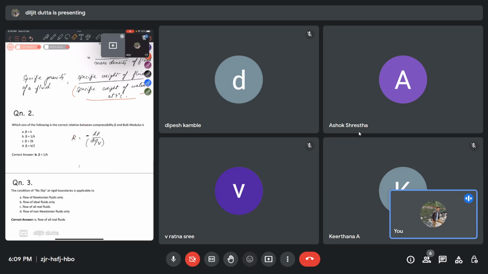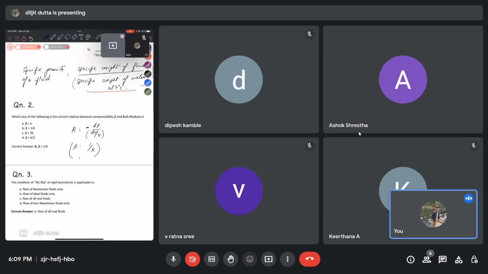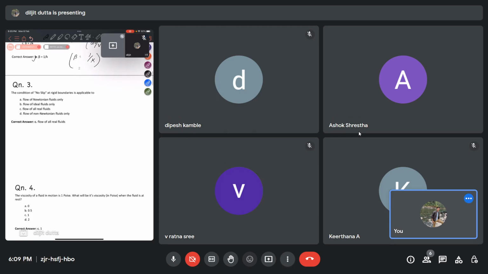And the compressibility beta is given as 1 by K. This is a very basic formula. You can find it in any standard book. So here beta is equal to 1 by K. Okay.